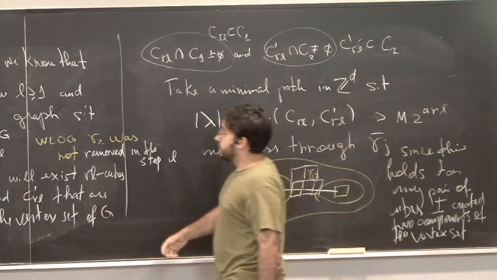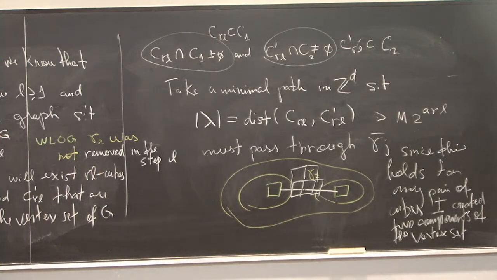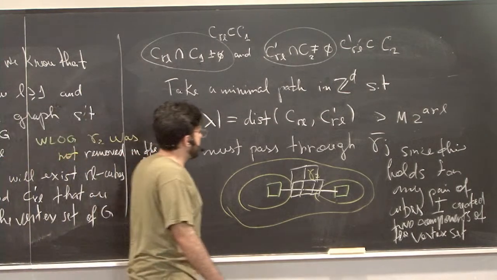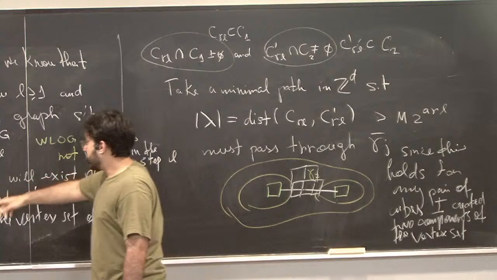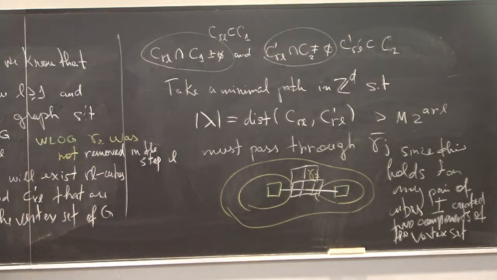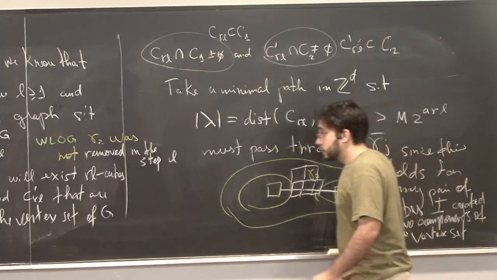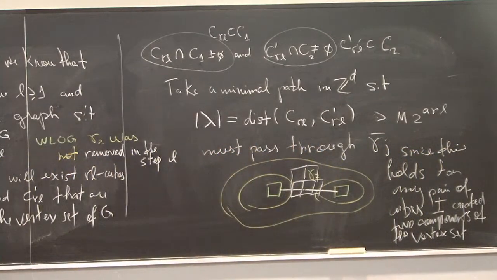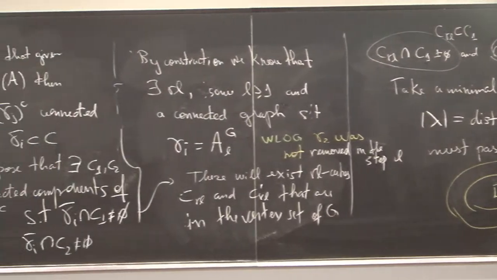But this is absurd because I assumed that G was connected. So G is connected. So this means that my assumption that gamma I was intersecting two different connected components of the complement is false. So this construction satisfies condition A. Okay, and of course, I showed that this construction works.